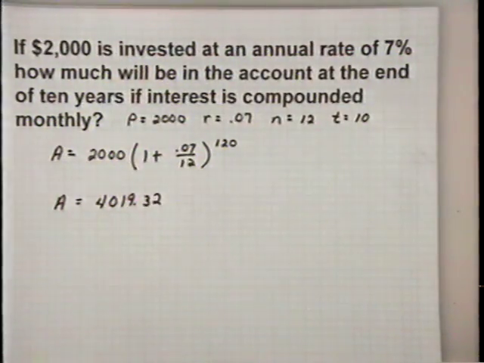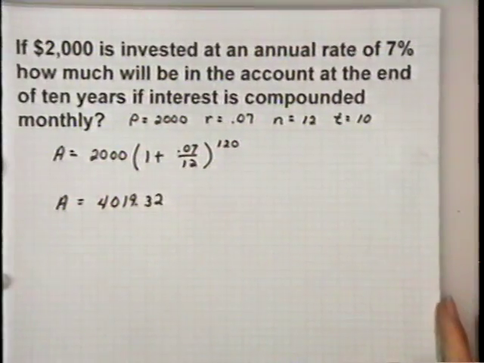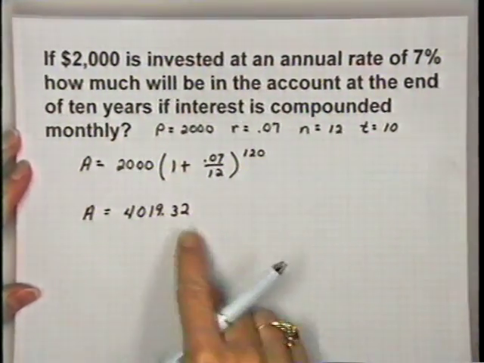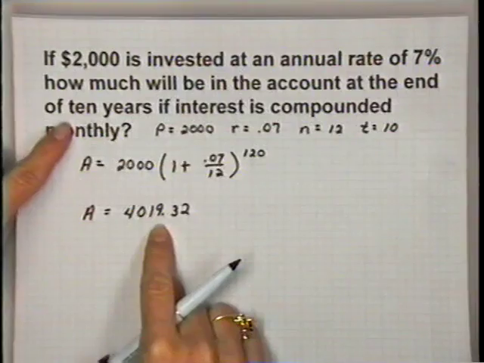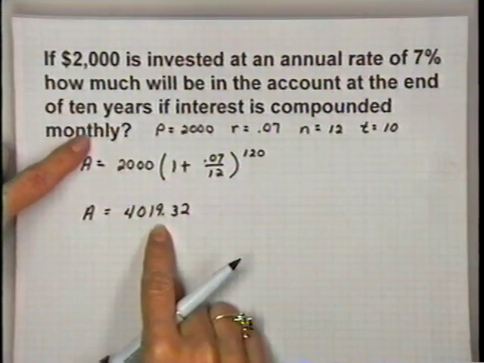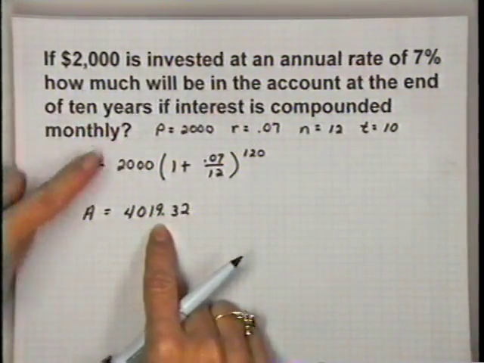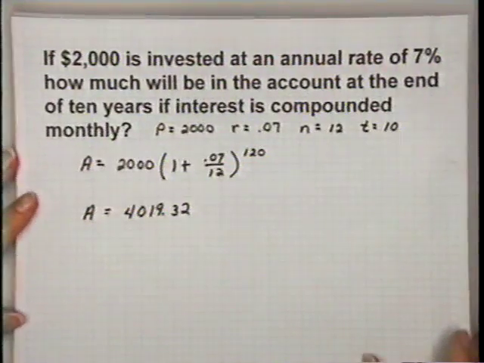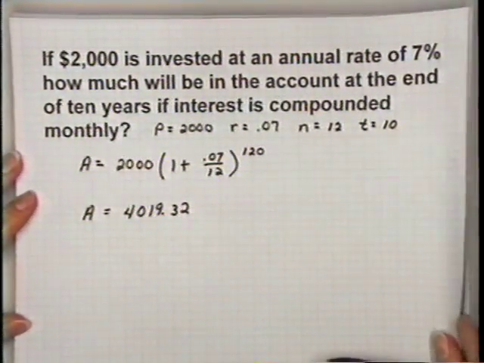Do you see how nice that formula is, that we can very quickly find out how much is going to be in the account at the end of 10 years? Think about how many times we would have to have computed interest to do that the old way. Every month for 10 years. That'd be 120 times, actually, as it turns out. So this is really a nice formula.